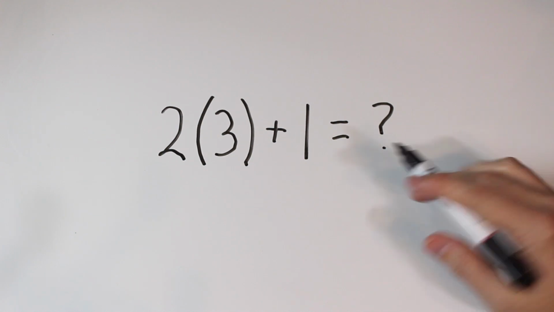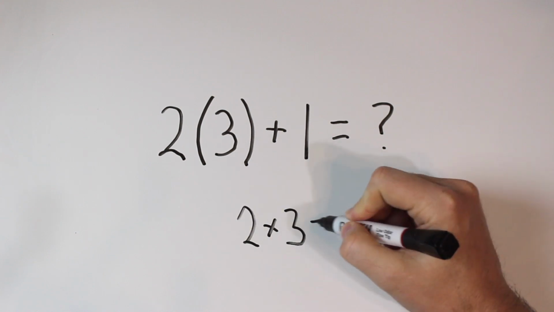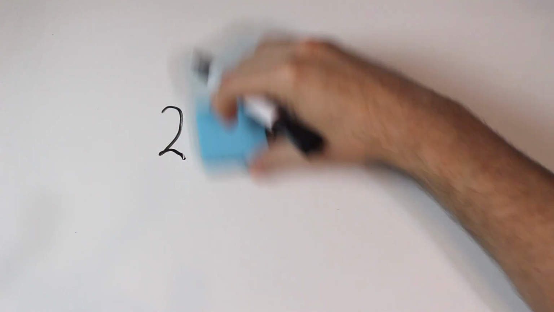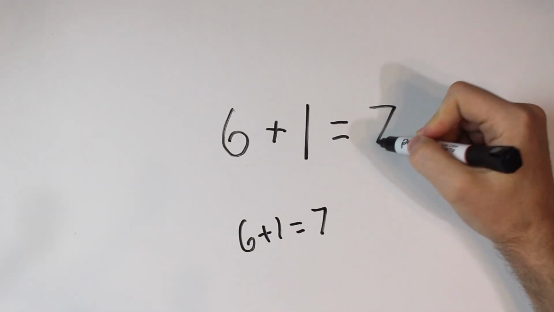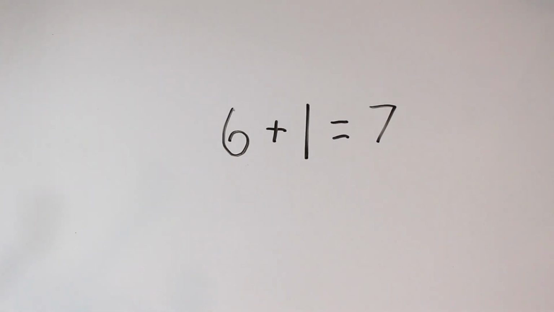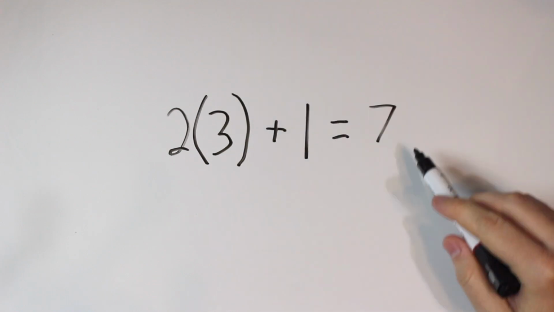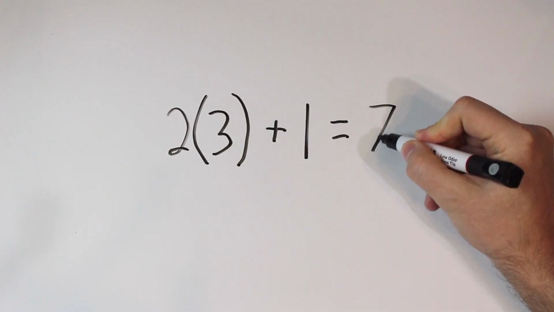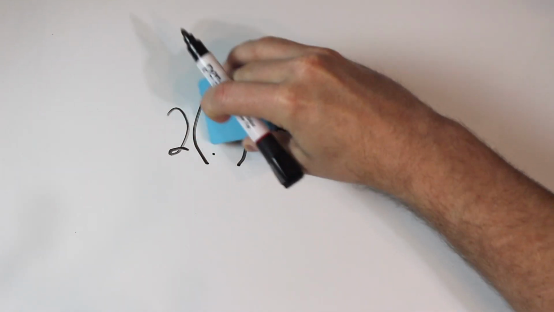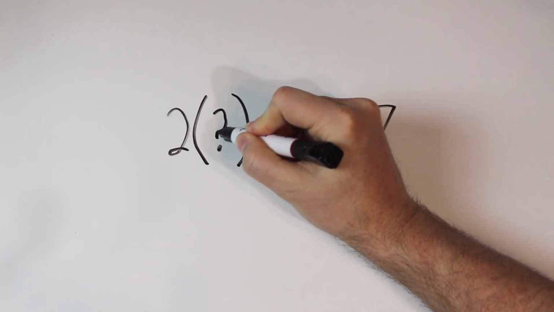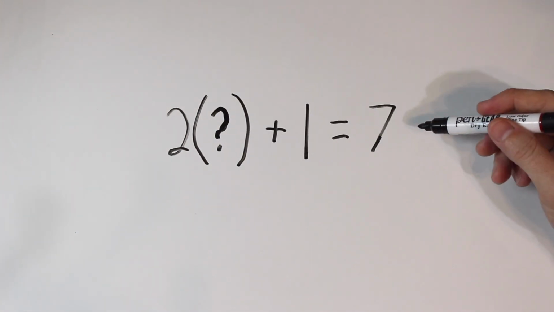If we were to solve this, we would first do the multiplication. 2 times 3 is 6. Then we would add the 1. And our answer is 7. But what if, instead of starting with all of this information on the left and looking for what goes on the right side of the equal sign, the problem gave us what goes on the right side and took away one of the numbers on the left side? So now we have 2 times question mark plus 1 equals 7.